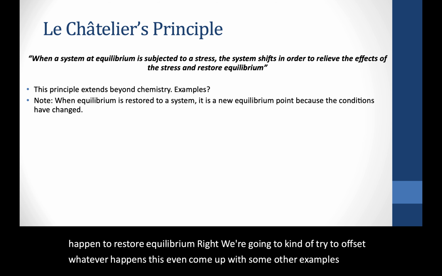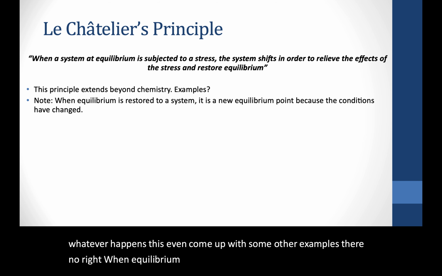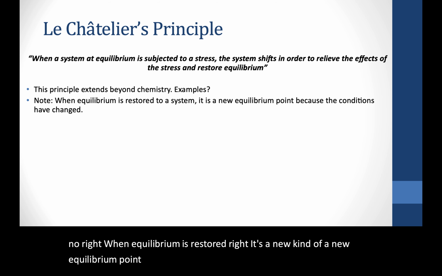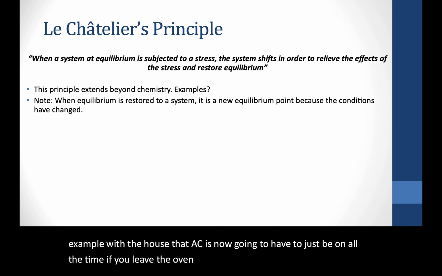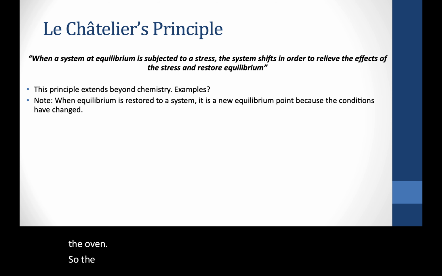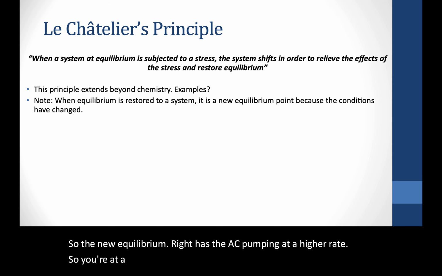Note that when equilibrium is restored, it's a new equilibrium point because the conditions have changed. In our example with the house, that AC is now going to have to be on all the time if you leave the oven open, to counteract the heat from the oven. So the new equilibrium has the AC pumping at a higher rate. That wasn't happening in the house originally before the oven was open.